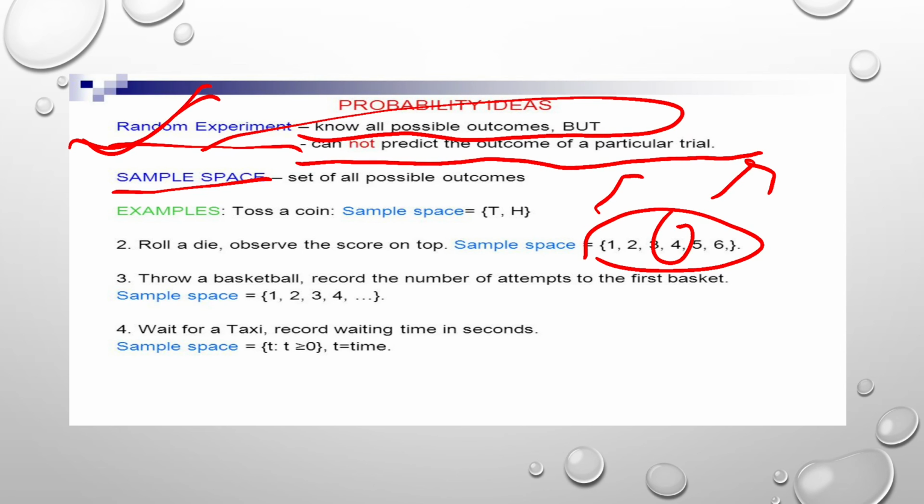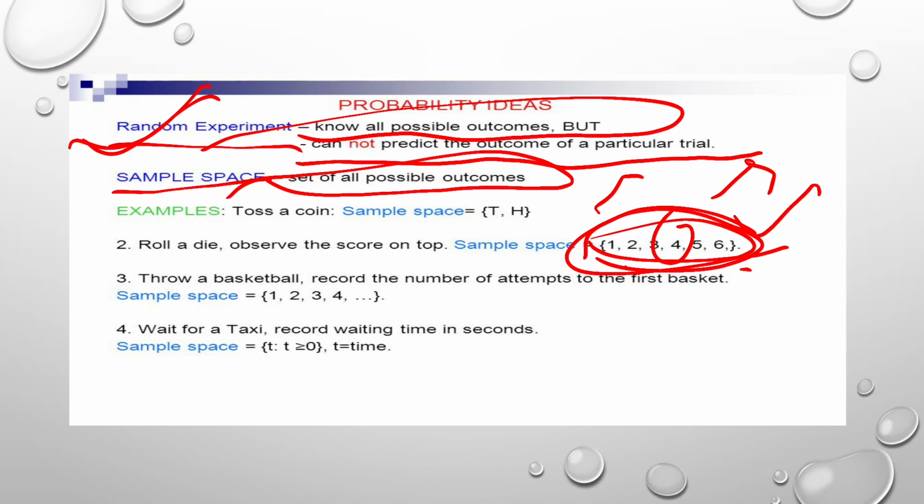Sample space is the set of all possible outcomes. In case of a die, we have 1, 2, 3, 4, 5, 6. This is my sample space for the die. If I talk about sample space in case of a coin, a coin has only two faces, tail and head. So this is the sample space for the coin.